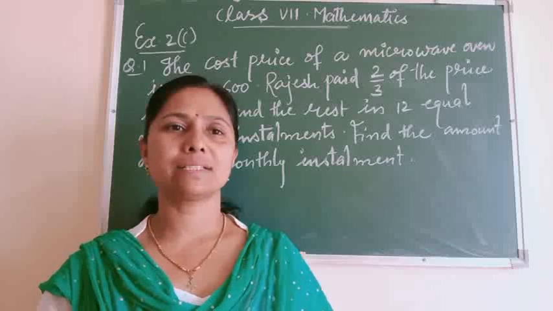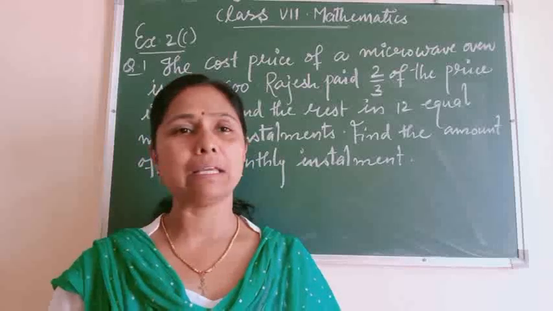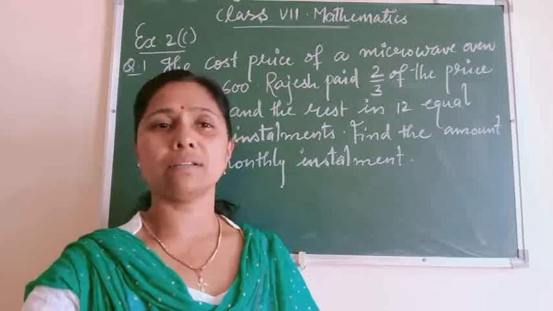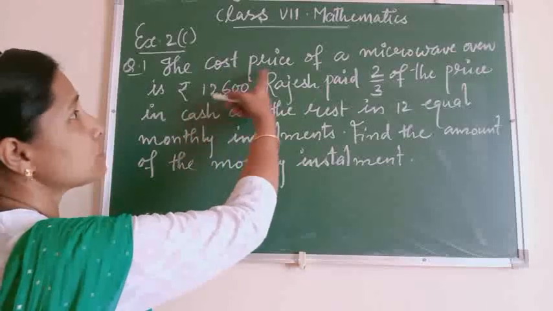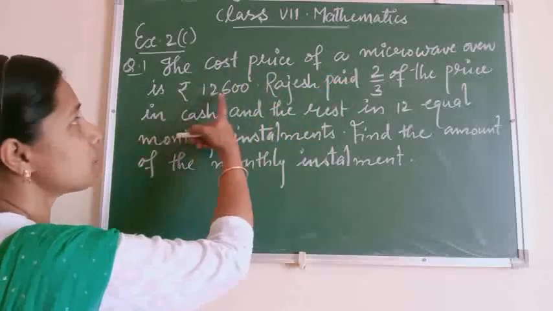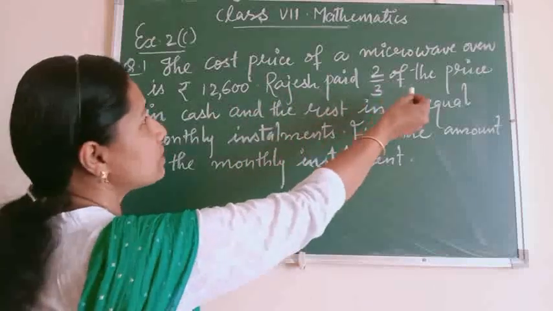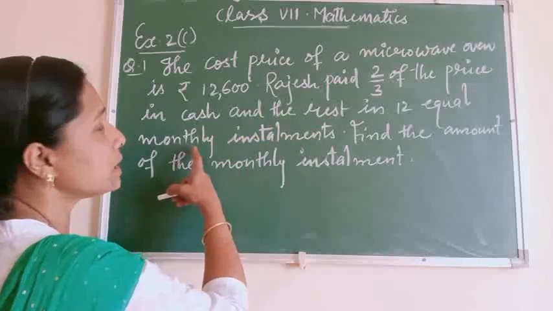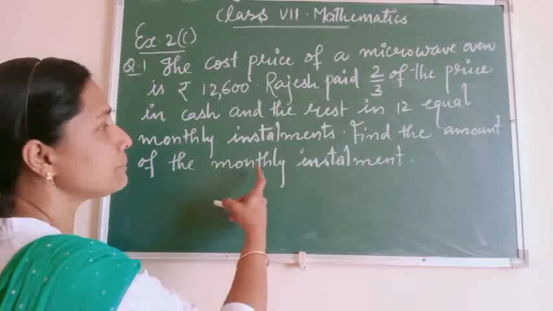Yesterday we completed exercise 2b and today we are going to start exercise 2c. In that, a total of 10 questions are given, and the first question I have written here on the board. Now see the question. The cost price of a microwave oven is rupees 12,600. Rajesh paid 2/3 of the price in cash and the rest in 12 equal monthly installments. Find the amount of the monthly installment.